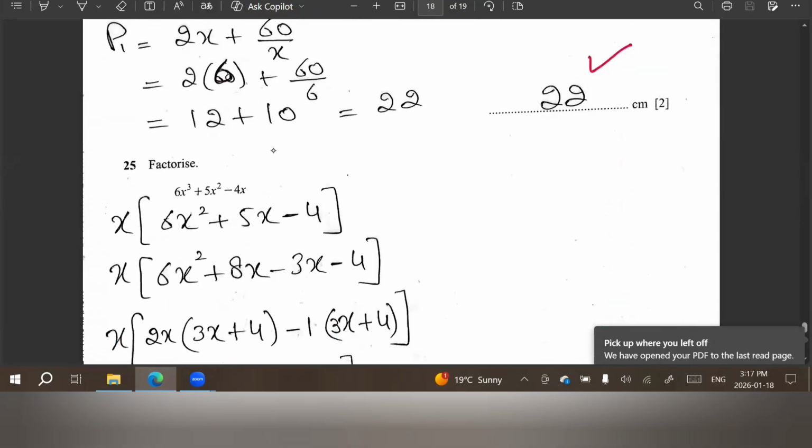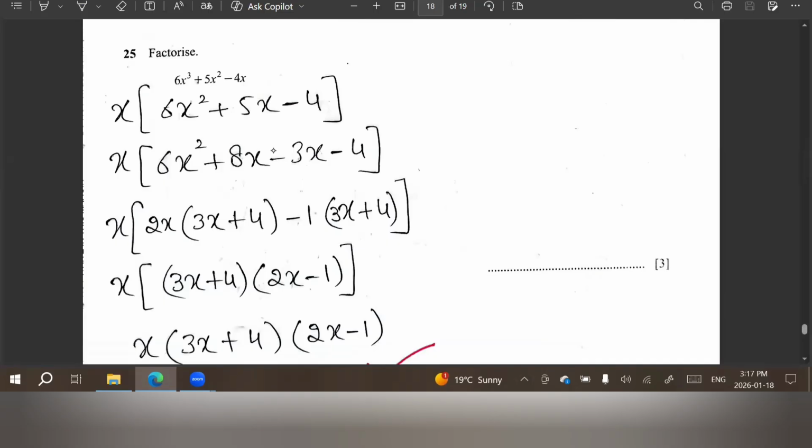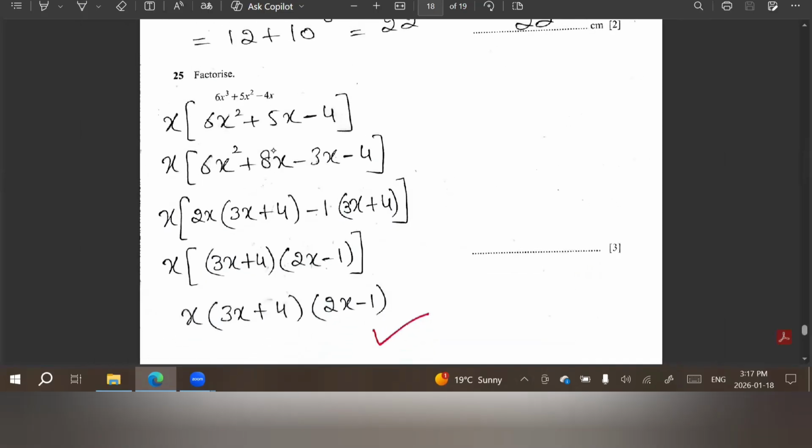First of all, take x common: x bracket 6x squared plus 5x minus 4, x and 6x squared plus 8x minus 3x minus 4, and x is common from all of them. Now you can take 2x common. Here we have done the middle term breaking. 2x common, so 3x plus 4. Take minus 1 common, so you will have 3x plus 4 here. 3x plus 4 bracket common, 2x minus 1, and this whole thing is multiplied with the x. So this is how you will factorize this question. Question number 25.